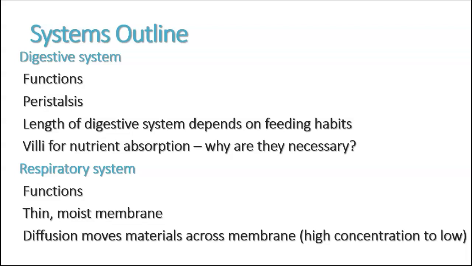The respiratory system, again, functions to bring in oxygen and get rid of carbon dioxide. Remember that respiration occurs most efficiently through a thin, moist membrane, and that's why it's important to keep track of how you're treating your lungs. Remember that the materials moving in the respiratory system, the oxygen and the carbon dioxide, move by diffusion across the cell membrane from the vessels and the alveoli, which are both very thin and only one cell thick. And so diffusion is going to move things from a high concentration to lower.